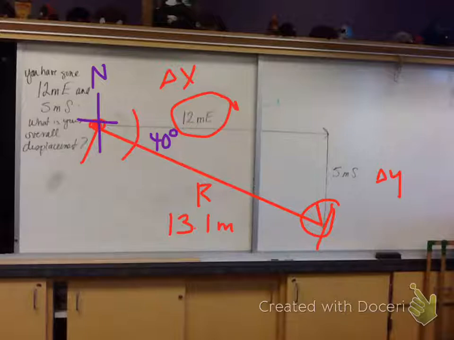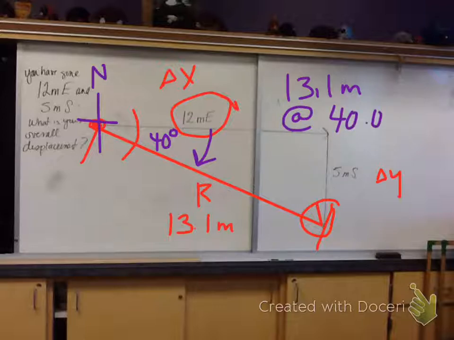And the question is, 40 degrees what? This is where we have to think back to the compass rose. That is 40 degrees east, or I'm sorry, south of east. So I would give my resultant here, if I was asked for a final answer, as 13.1 meters at a heading of 40.0 degrees south of east.